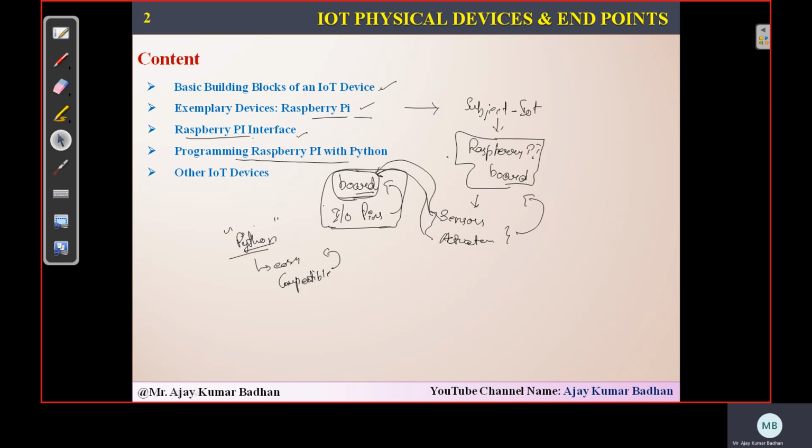So using Python, we will be programming Raspberry Pi. We'll take a simple example of an LED, simply blinking the LED light. I will show you how exactly it is done. I will provide you the program also, it's very easy. And then we'll discuss the other IoT devices similar to your Raspberry Pi.